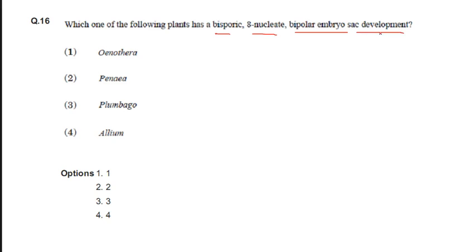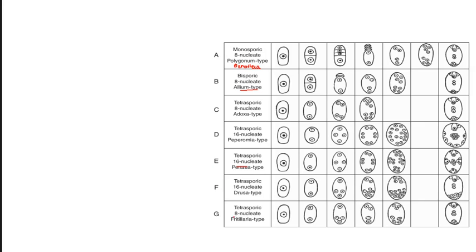Now I tell you one thing, embryo sac development is one of the favorite topics for the life science entrance exams, so in no way we will skip it. So let's begin. Bisporic plant development. To solve this, I'll show you a picture which will give you the basic idea.